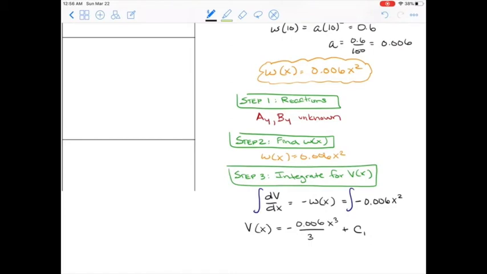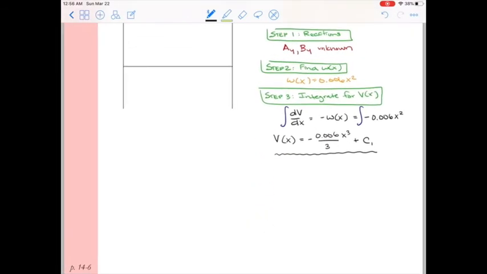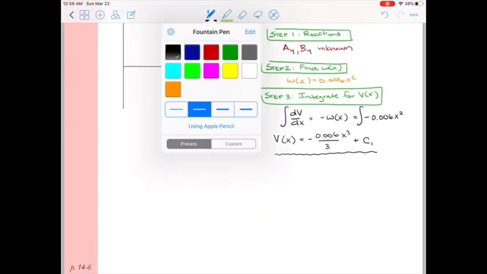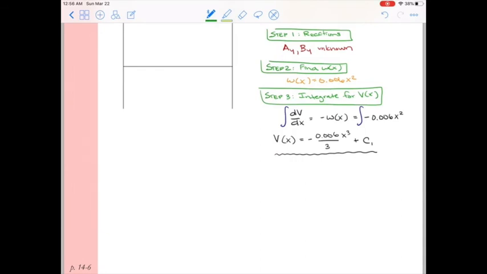Now, I don't really know anything about my shear at this point, so I really can't solve for C1 yet. So I'm just going to leave it here. This is good practice for when we do bending deflections in a couple lessons, and sometimes we need to just leave these constants be and solve for them later. So I'm going to move on to step 4 and integrate for the moment.